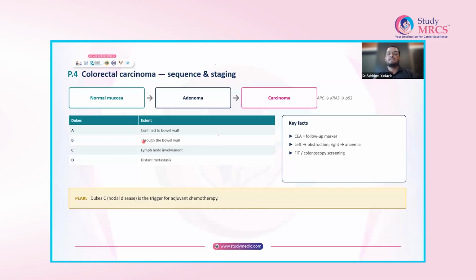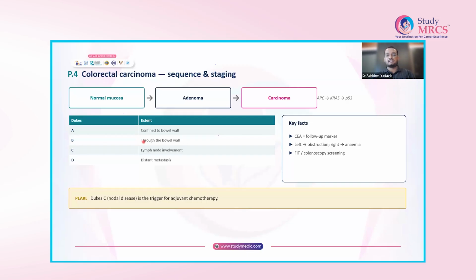Again, we have a B1 and B2. If it has not breached the muscularis propria, it's B1. If it has gone beyond the muscularis propria, it's called B2. Then we have C, again with C1 and C2. If the tumor is not only confined to the bowel wall but has also metastasized to the local lymph nodes, that is C. Then we have D, which is nothing but distant metastasis. That's the very important and easy to remember Duke staging system, which is used for colorectal cancers.